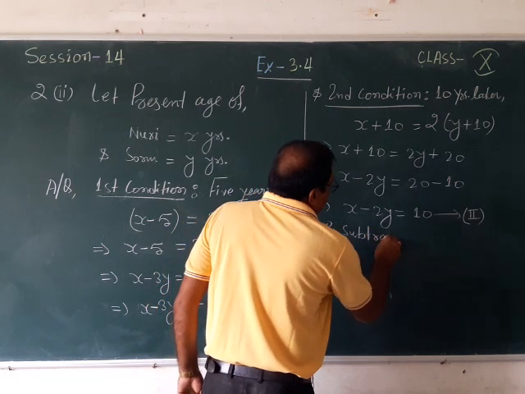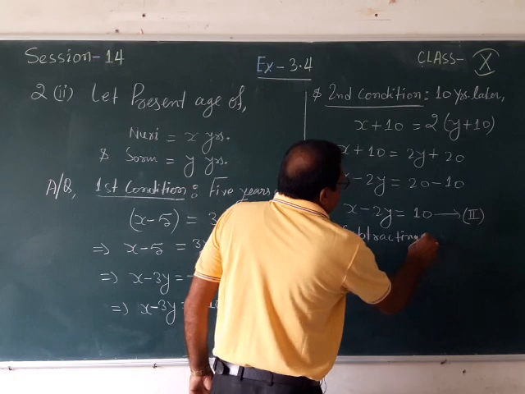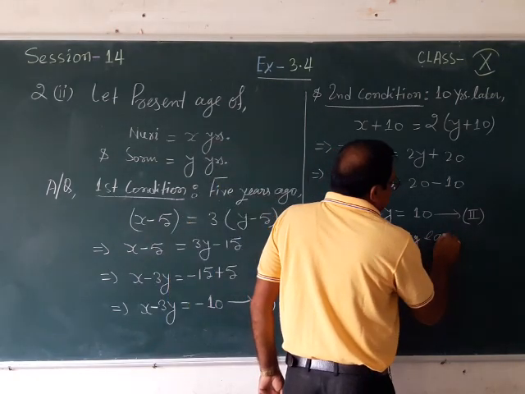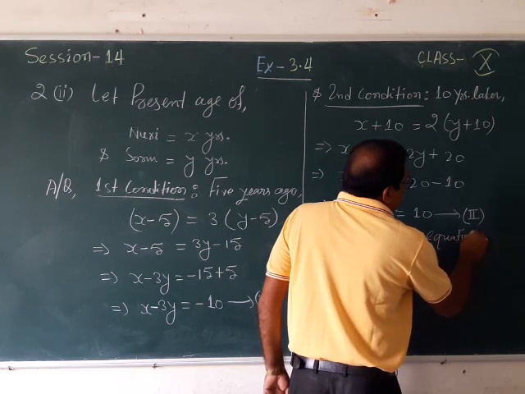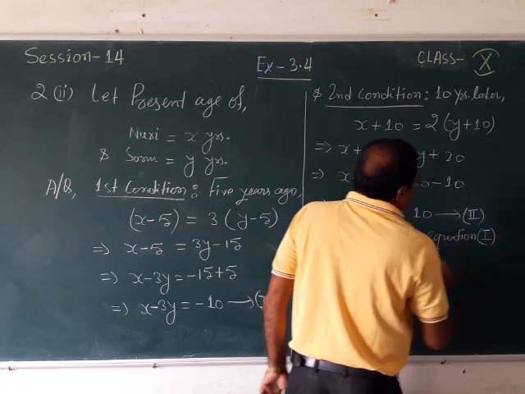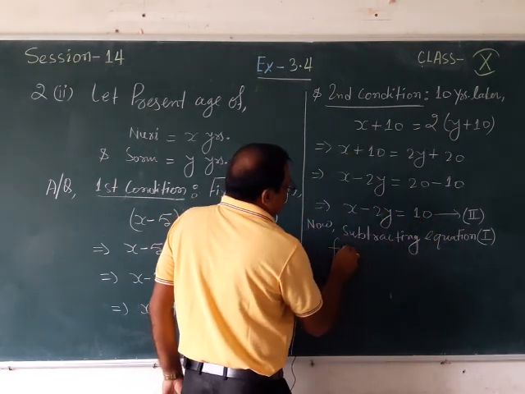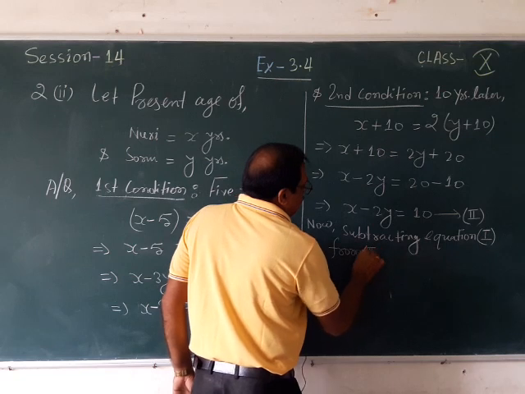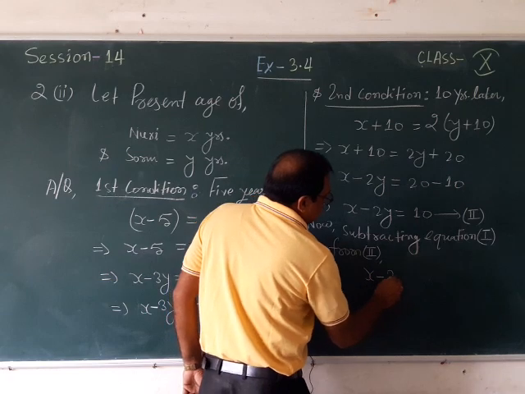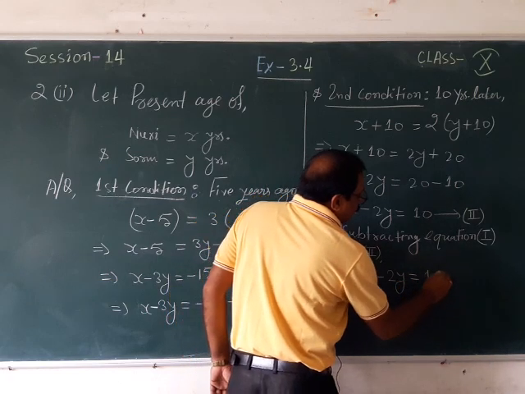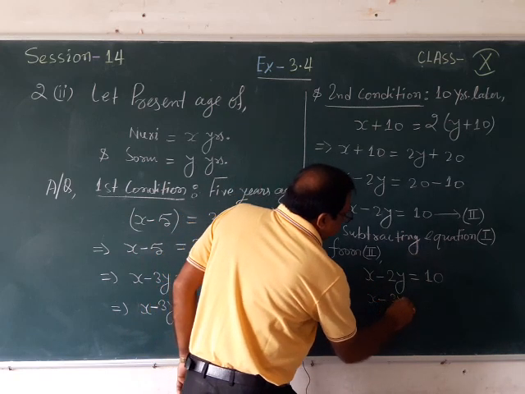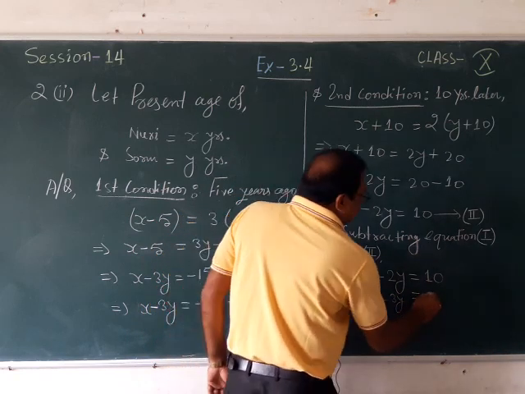Now subtracting equation first from second. That means the second equation I am going to write first, x minus 2y equal to 10, and down x minus 3y is equal to minus 10.